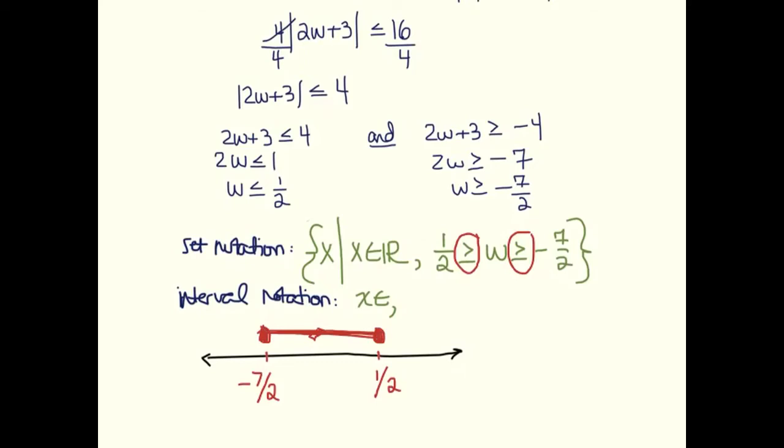So now, if we want to go back to interval notation, you are going to have a bracket, negative 7/2, comma, 1/2, bracket. The reason we use brackets instead of parentheses is because they are closed circles, and the reason it's a closed circle is because it's less than or equal to, or greater than or equal to. So you always use brackets, and that's how you do interval notation.